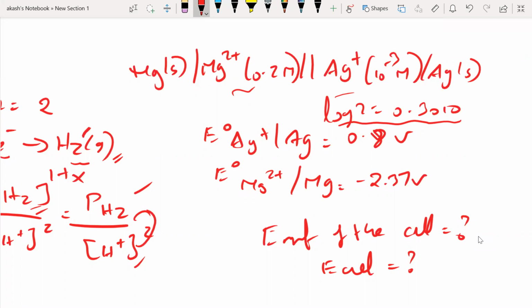So that means you have to multiply 100, sir. No, wait, I'll tell you, wait. Log 2 plus log 100, right? Log 2 plus log of 100 will become, right? Anyways, we'll speak about it.